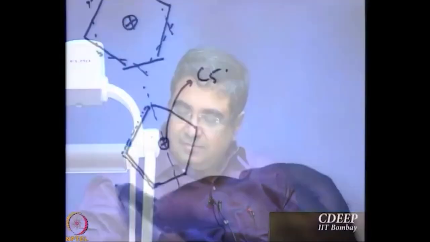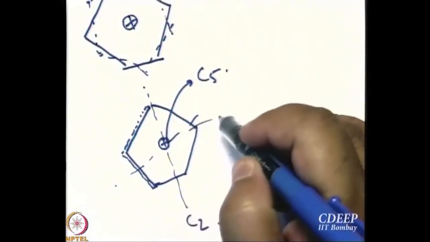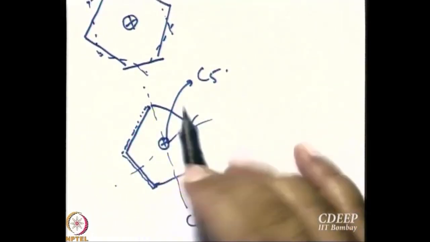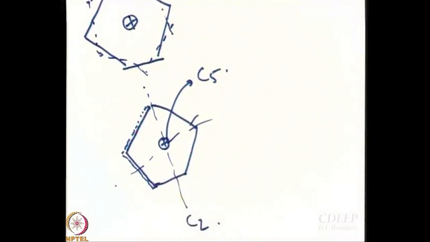How many such C2s are there? 5. Very easy to figure out. Okay, I am not risking drawing another one. I think you can understand that there are 5. Okay, what else is there?